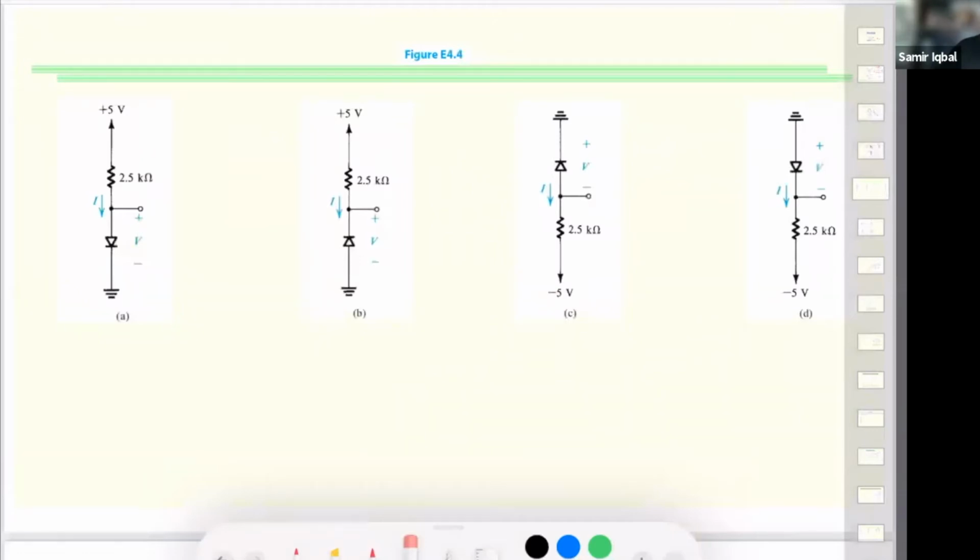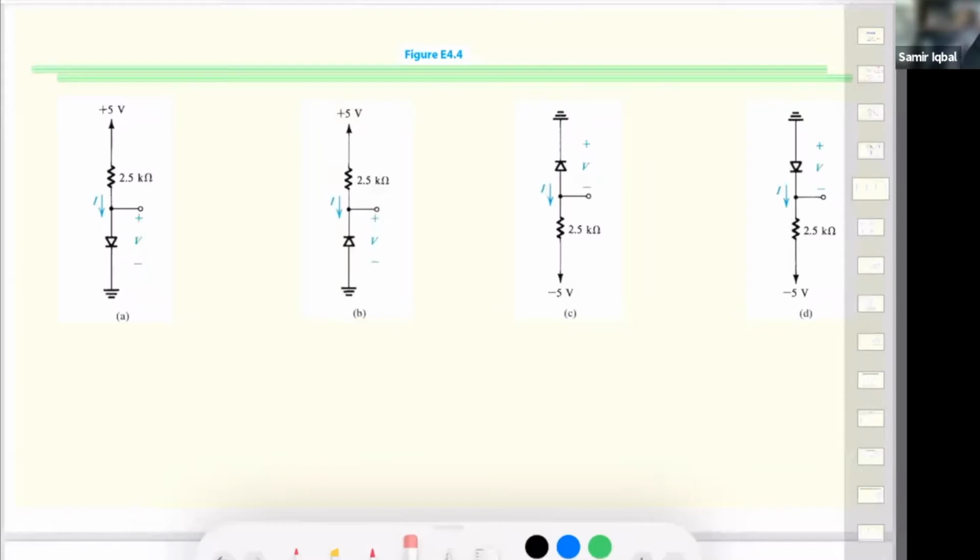So we'll be doing lots of analysis. When you say we do lots of calculations, this is a question from exercise 4.4.